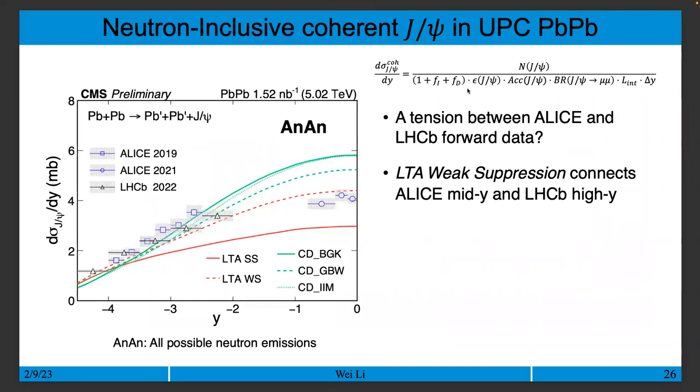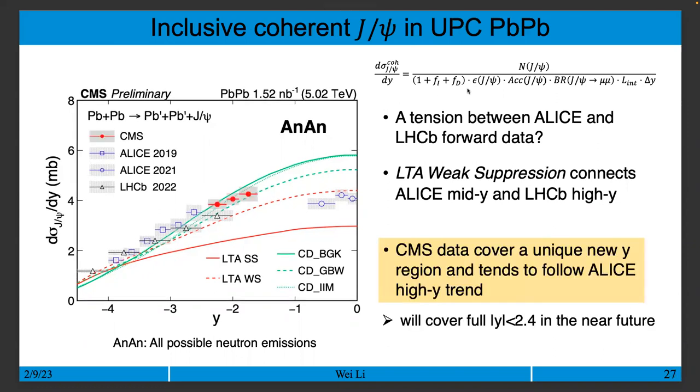And then here I want to show you the cross section versus rapidity from ALICE and LHCb. And there's some tension between these in this region, where you can see that the leading twist theory can actually connect the ALICE mid rapidity and ALICE to high rapidity. Now here is CMS data. So we follow the ALICE trend better. And again, there's no theory that seems to describe simultaneously the mid rapidity and high rapidity.